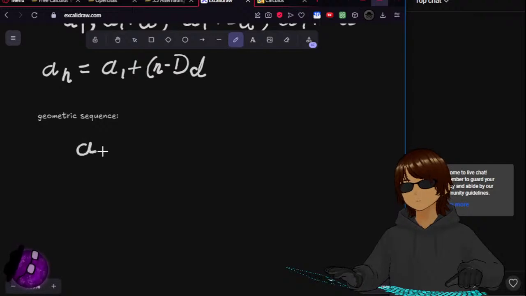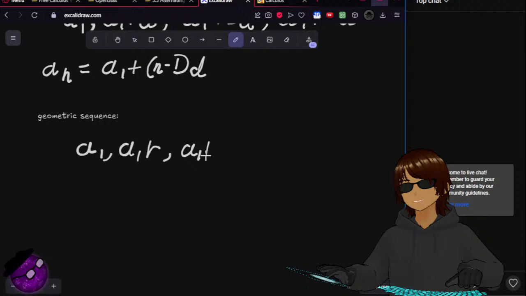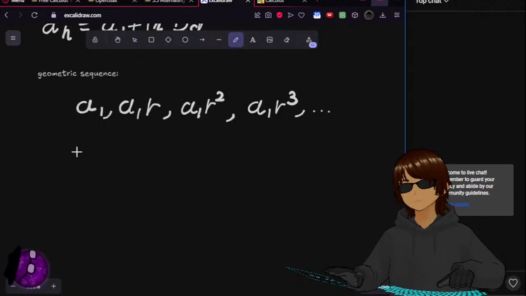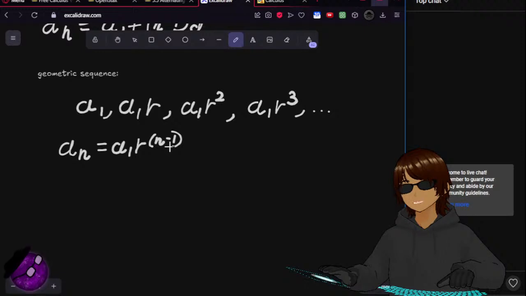So a1, and then you have a1 times r, and then a1 times r again. So the previous term times r, and then a1 r cubed. Of course, this follows a pattern of an equals a1 r to the power of n minus 1.